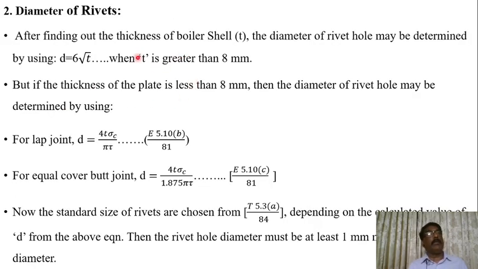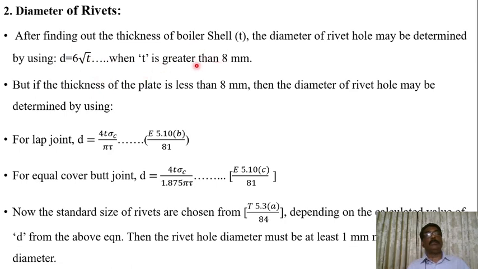The next parameter we are going to design is the diameter of the rivet. Which diameter of the rivet will you use to join the plates in case of a longitudinal joint? That is also important, and it is given by the equation d equals 6 root t whenever t is greater than 8 mm, where d is the diameter of the rivet and t is the thickness of the plate in millimeter.